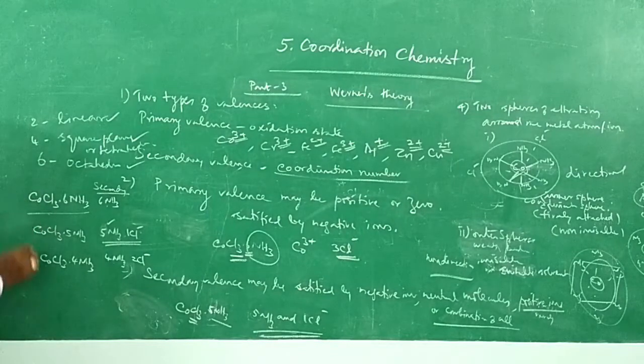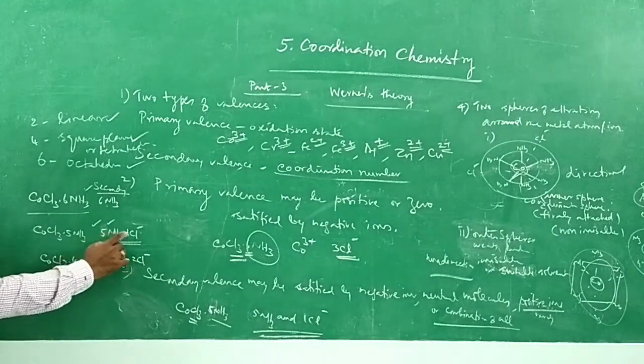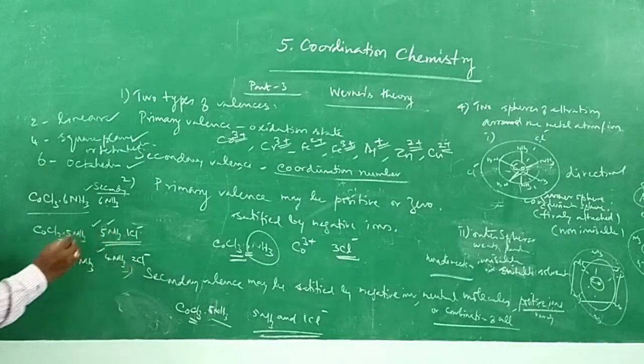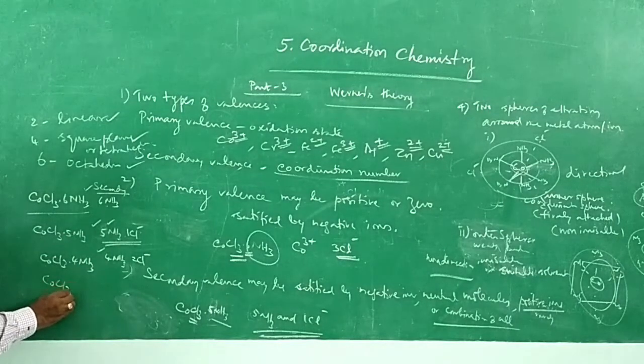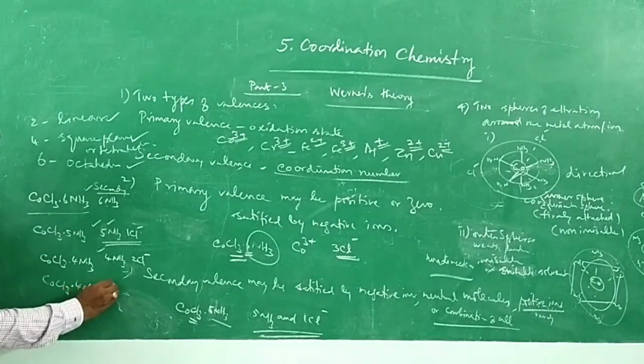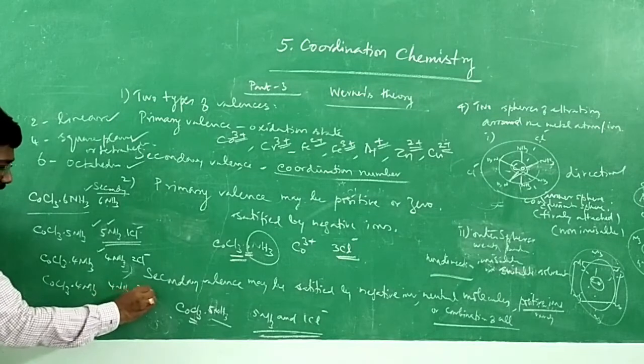In this molecule, secondary valency is satisfied by 6 ammonia. In this molecule, by 5 ammonia. In this molecule, by 4 ammonia and 2 chloride. 5 ammonia and 1 chloride ion, 4 ammonia and 2 chloride ion. We have also mentioned the same molecule of ammonia but with different color. Do you remember? 4 ammonia and 2 chloride ion.